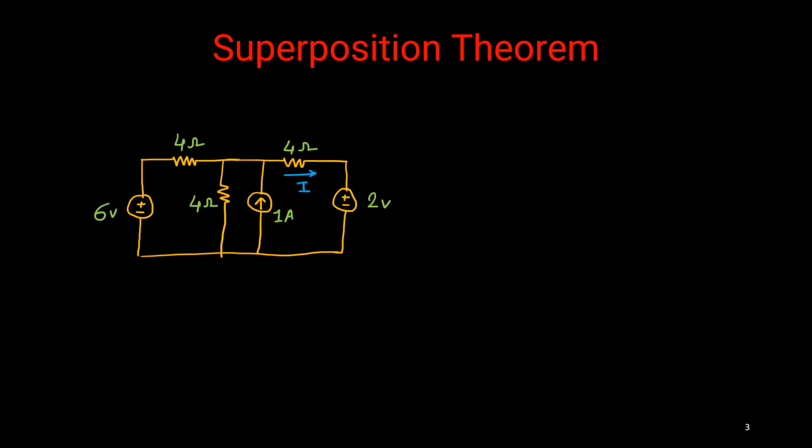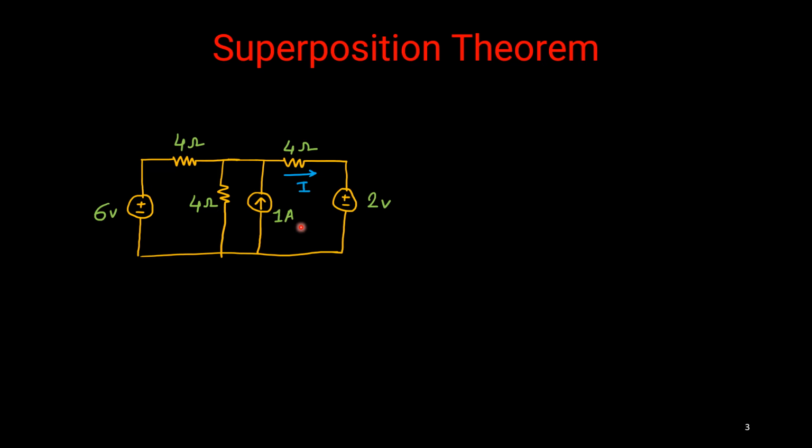Consider this problem. In this problem, you will see there are three sources: two voltage sources, one is a 6 volt source, the other one is a 2 volt source, and along with these 2 voltage sources, there is one more current source, right? So here we need to find out the current through this 4 ohm resistance.